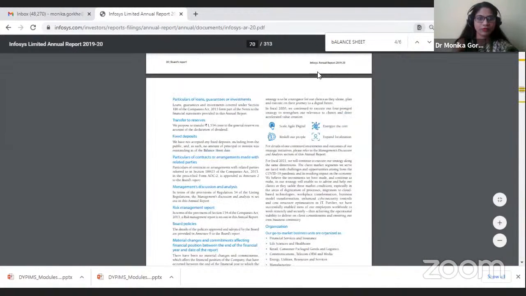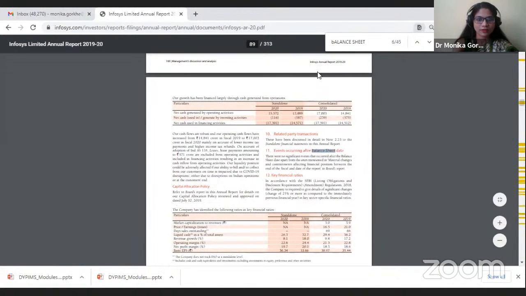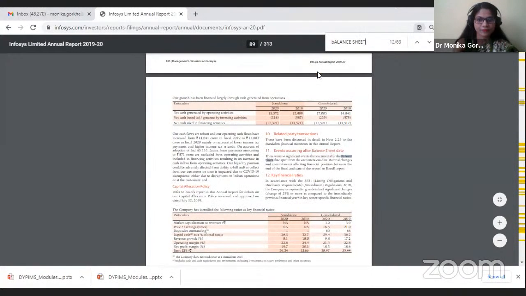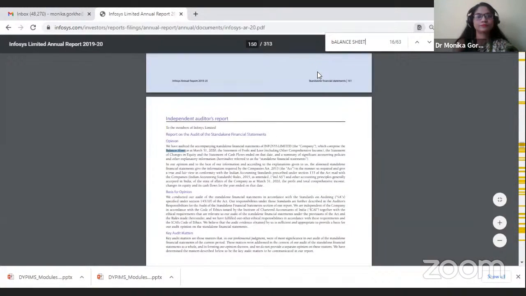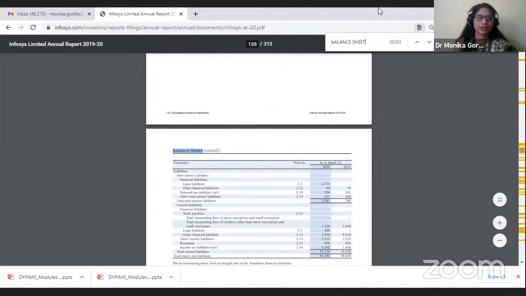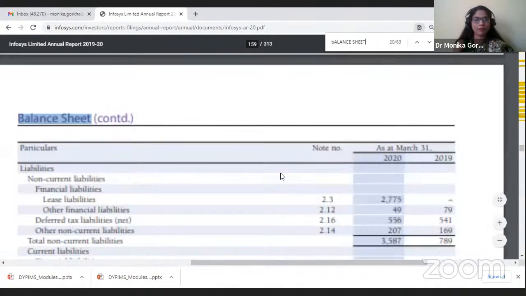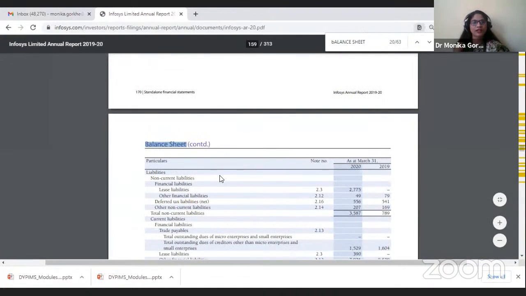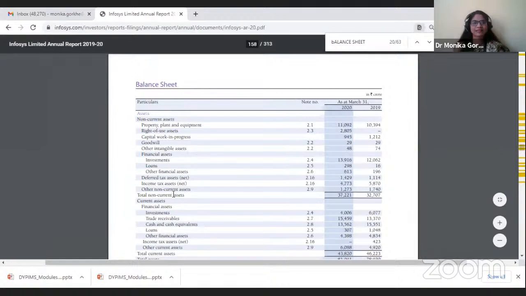Let's directly move on to the balance sheet. This is the balance sheet of the company. I hope this is visible. As we have discussed the format of the balance sheet, it includes your assets, which are divided into two: current asset and non-current asset. Non-current asset is nothing but your fixed asset.